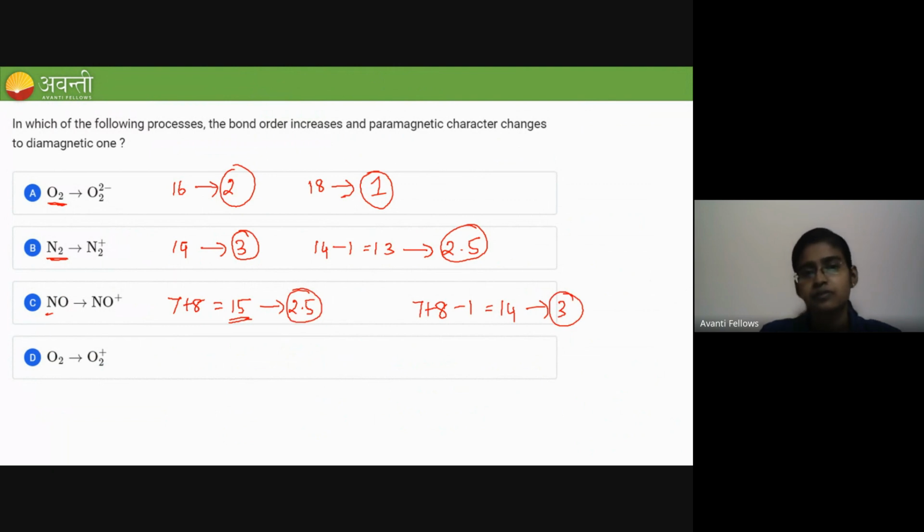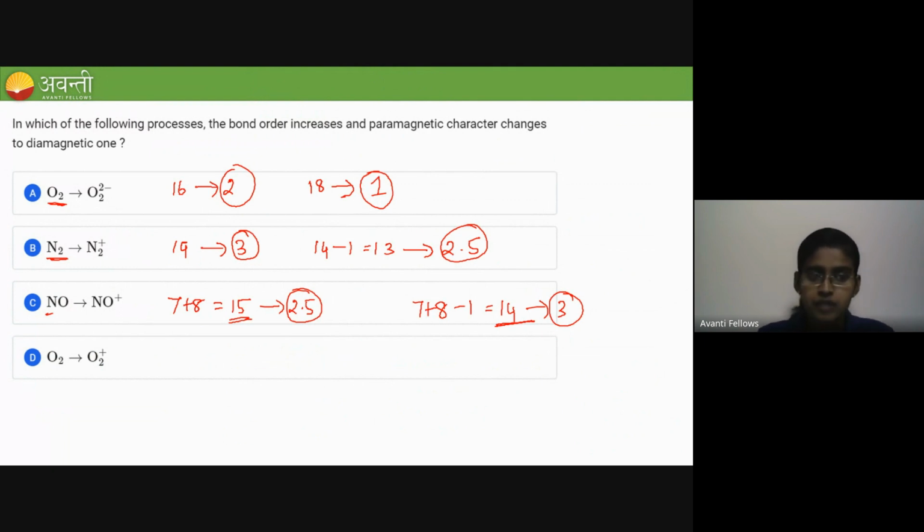Paramagnetic character also changes because NO, which has 15 electrons, is paramagnetic. If it is 2.5, 15 means it is nitrogen. N2, if you see NO plus, it has 14 electrons and all the electrons are paired in the bonding orbital. So the paramagnetic is changing to diamagnetic.